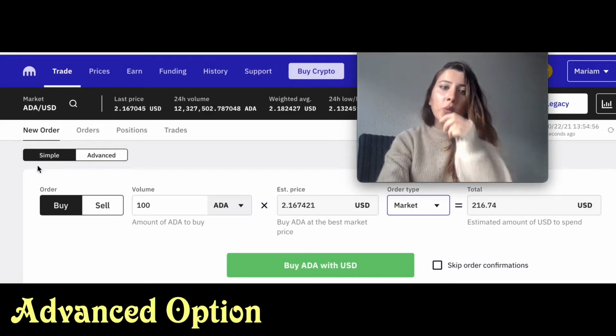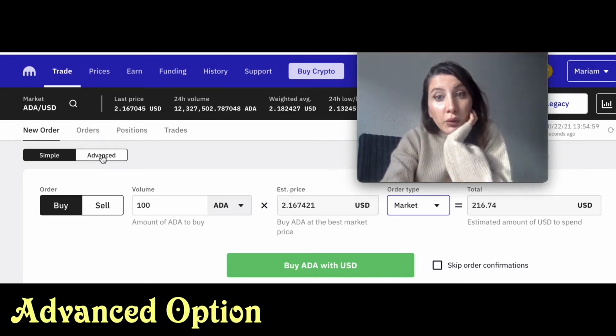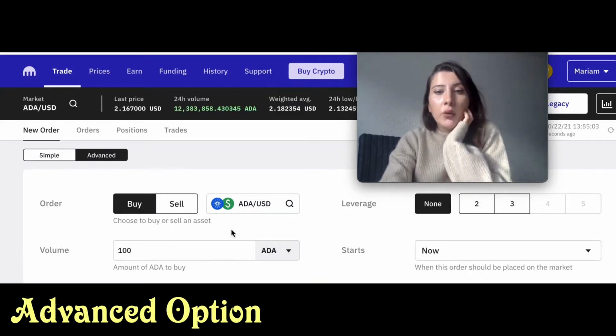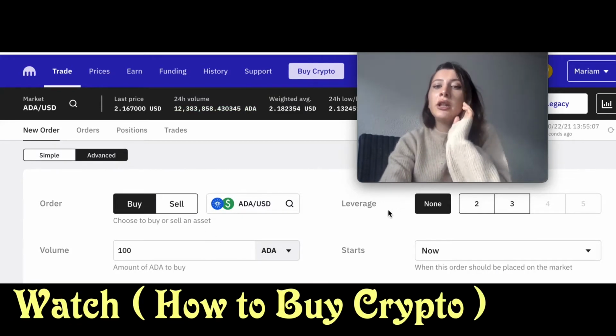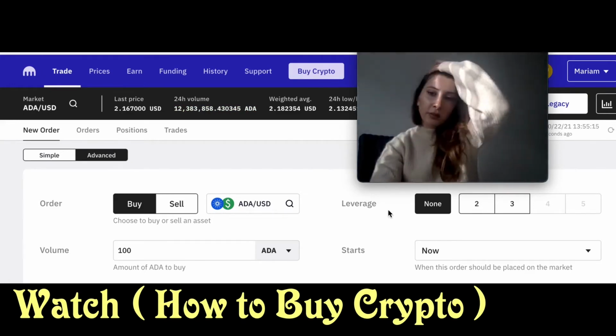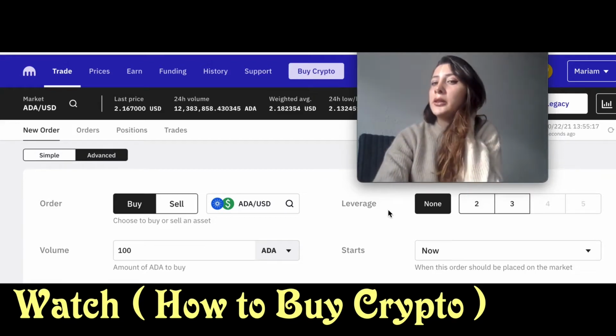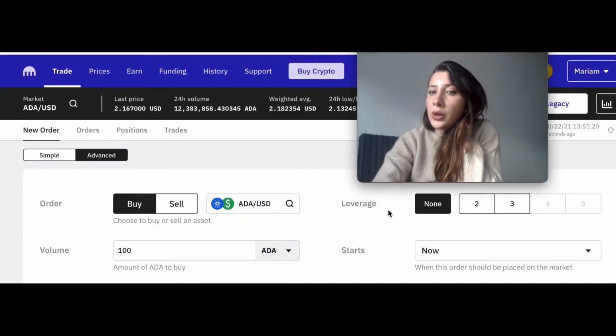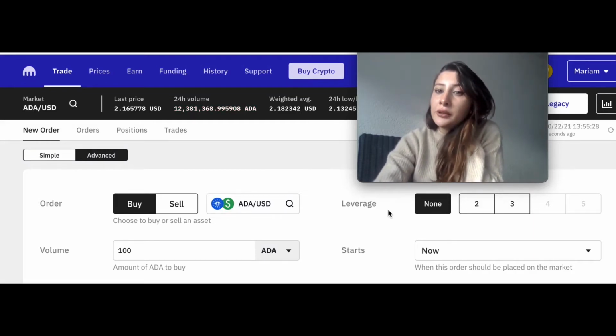There are also some advanced options if you are looking for a more sophisticated way to buy your assets. Go to advanced, and what do we have here? If you have seen my video about how to buy crypto, you know that Kraken is not the best platform for trading on margin, but you still can trade. It's a bit complicated, but you can still trade. I only recommend to trade on margin once you familiarize yourself with what margin trade really is. And I plan to do a video about that.